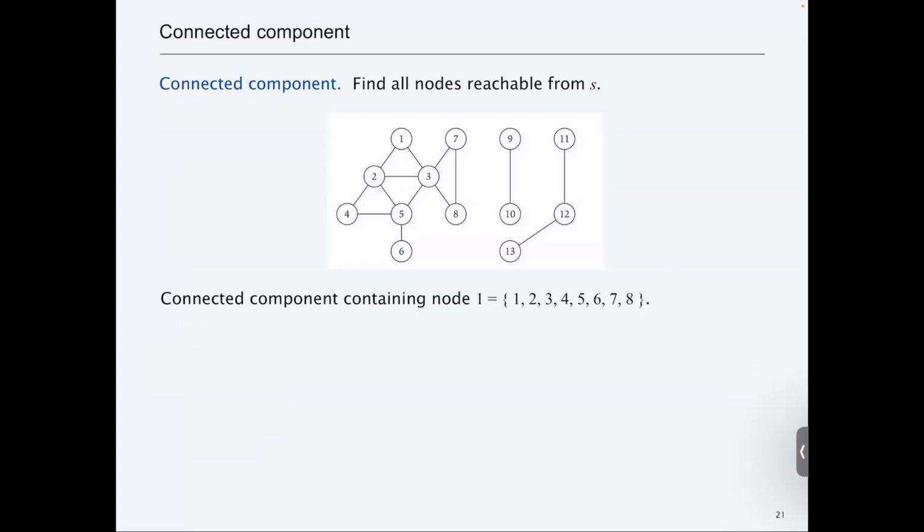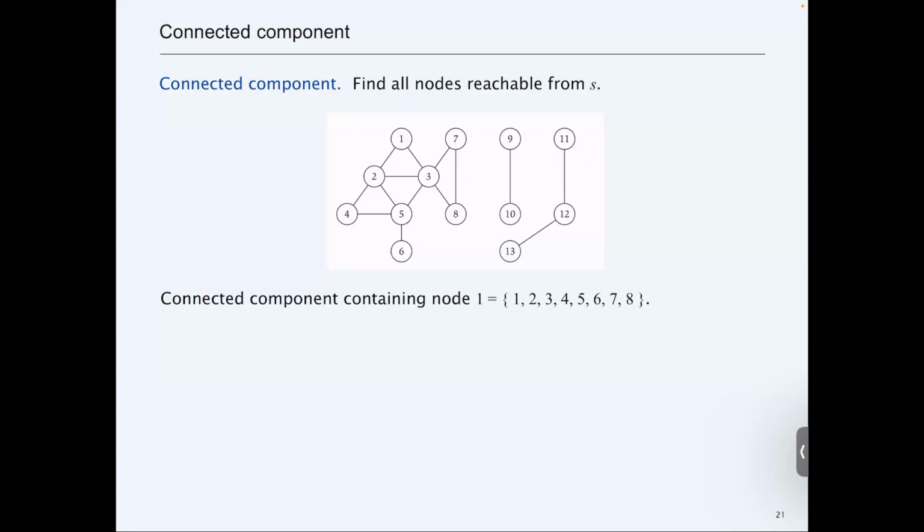Okay, now let's generalize the connectivity idea a little bit. Instead of asking, can S reach T, now we want to know which vertices are reachable from some particular node. That collection of reachable nodes is what we call a connected component. So in the example that we see on the slide here, nodes 1 through 8 form one connected component, 9 and 10 form another connected component, and nodes 11, 12, and 13 form a third connected component.